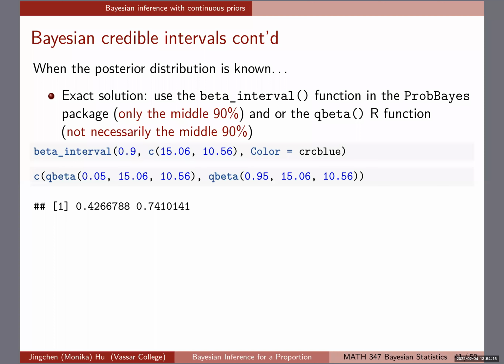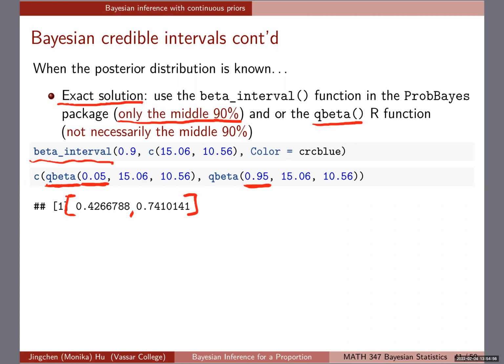So once again, we introduce the exact solution, where you can use beta interval. That's the line that we did before. And like I said, because of the way that the function is written, it only returns the middle 90%. However, you can use the qbeta function. For example, if I want to know the lower bound and the upper bound, I'm getting the quantile, which is pretty much getting the cutoff value of the quantile. So if I want the middle 90%, I need the lower 5% and the upper 95%. Then I concatenate the two together, so I get the credible interval in this way.